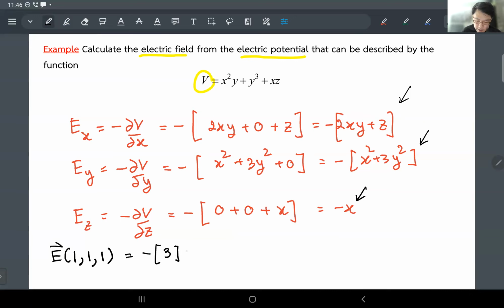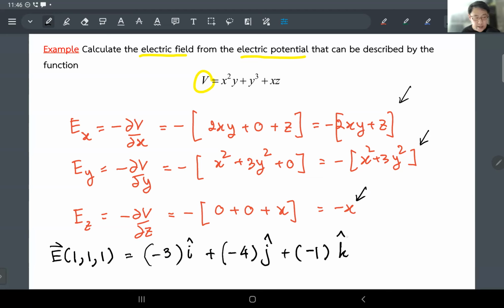And this is going to be in the i direction. That's the x component. Plus the second term is going to be negative, and 1, 1 there is going to be 4. And that's along the j. Let me write the notation nicely here. Negative 3 there. And the last one, you just plug in the 1, 1, 1, that's minus 1 from the x there, and it's k. And that's it. You are done.